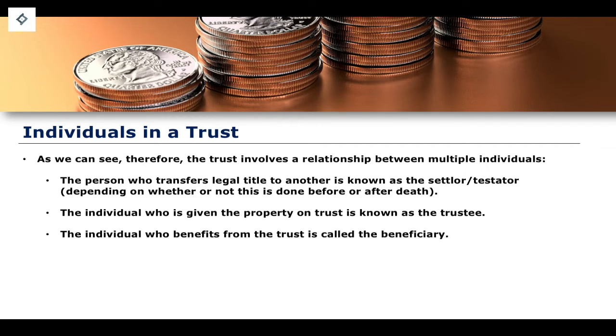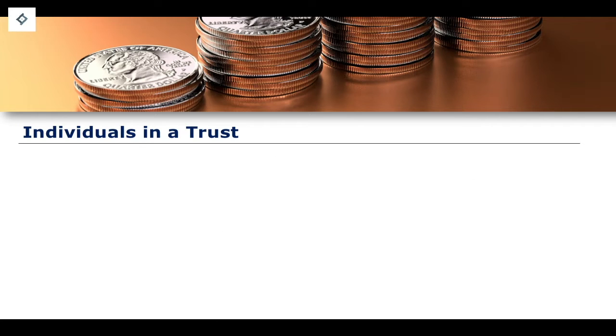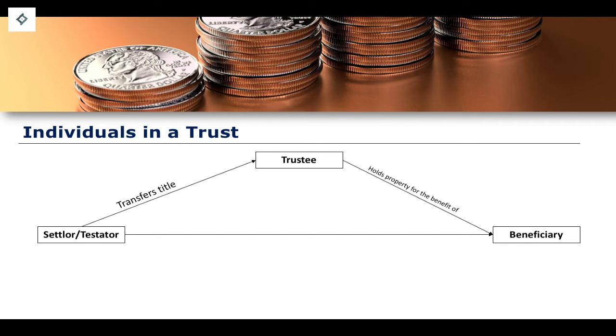The person who benefits from the trust is called the beneficiary. They benefit from the trust. So this is what the trust is established for. And that's how we see the relationship of each individual within a trust. We have a settlor or a testator who transfers legal title to the trustee, who then holds that property for the benefit of the beneficiary. This is the relationship of a trust system itself.